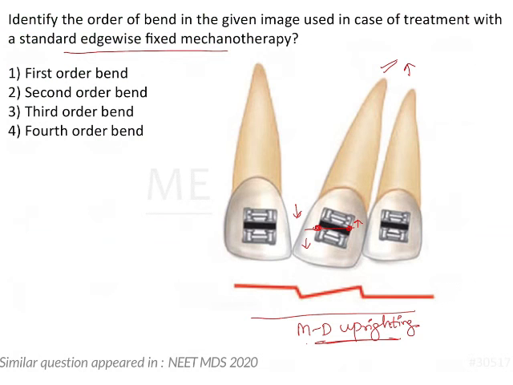So if we come back here, we see that this is done to correct the mesiodistal uprighting of teeth. So this is the second order bend.